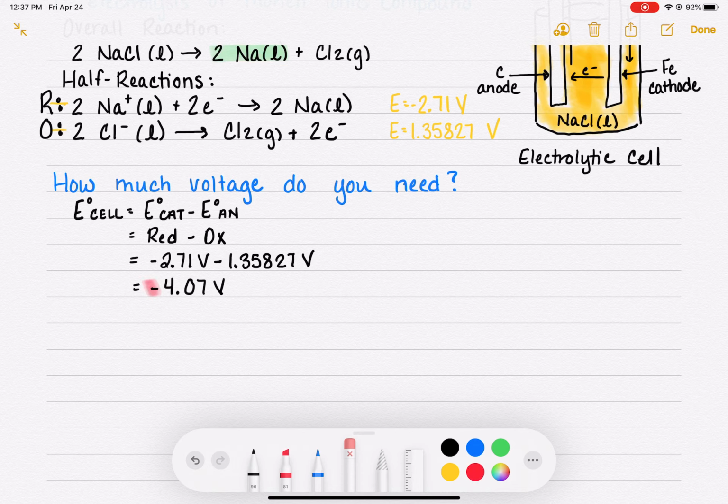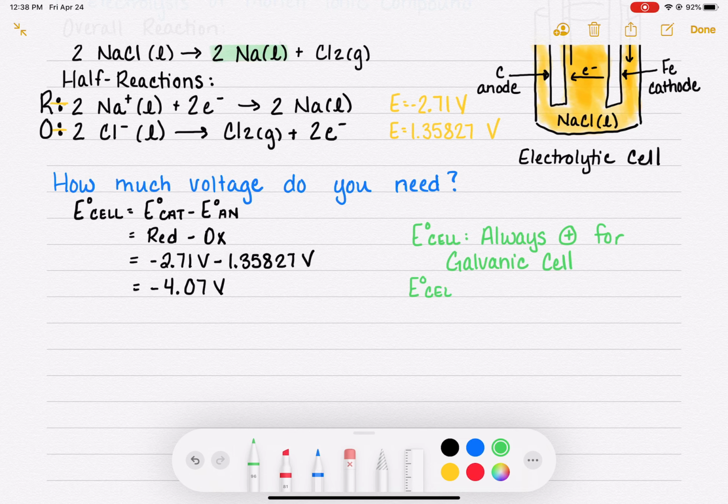I thought we were supposed to always be getting positive numbers when we're calculating E cell. Don't be tricked by this. E cell is, as you learned, always positive for a galvanic cell. And this is because when you build a galvanic cell, the electrons are going to move in the direction that they want to go. You can't tell the electrons which way to go. You can't force them to go in any particular direction, and they will always move in the direction that generates positive voltage. For an electrolytic cell, it's the opposite situation.